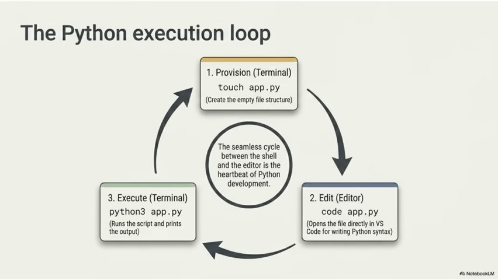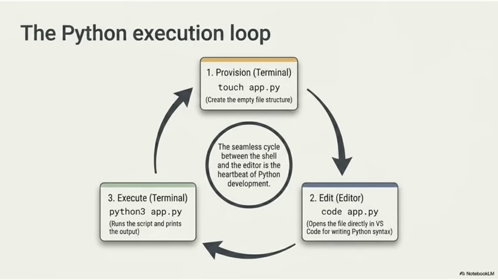The Python execution loop is a three-step cycle that defines professional Python development. The terminal is involved in two of the three steps. Step 1, provision. Terminal: touch app.py creates an empty file. Step 2, edit. The editor: code app.py opens the file in VS Code where you write the Python logic. Step 3, execute. This is also in the terminal. python3 app.py runs the script and prints the output. Then you return to the editor to modify and run again. This cycle repeats continuously throughout development.